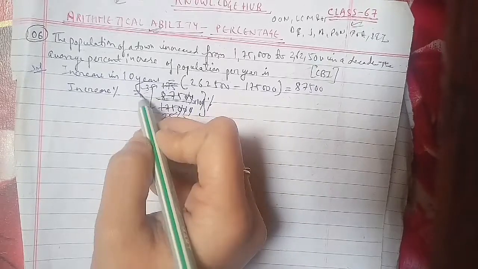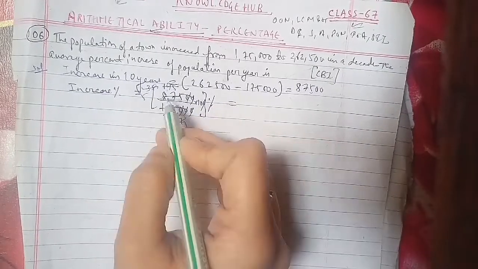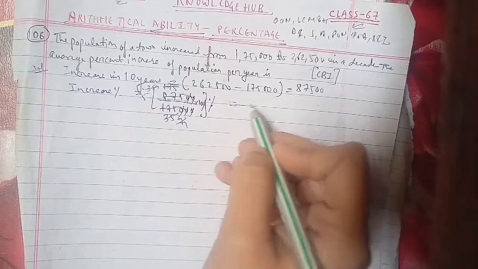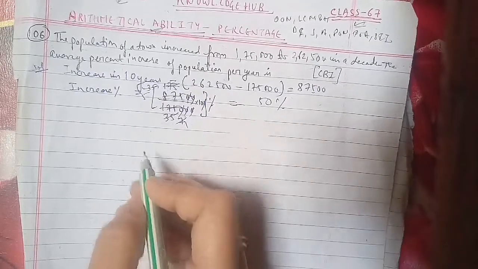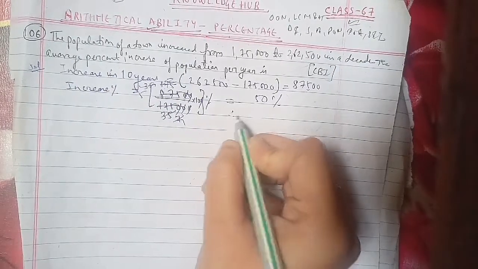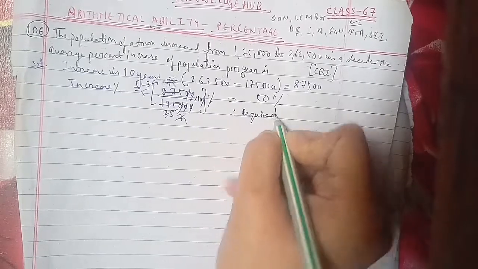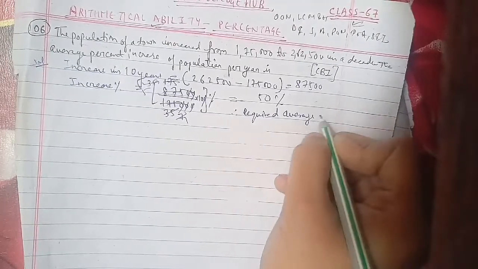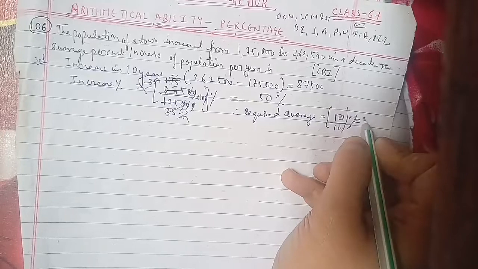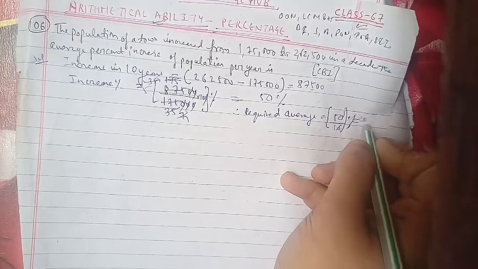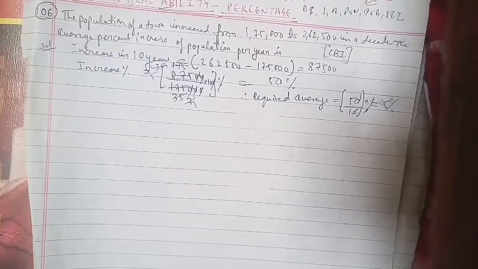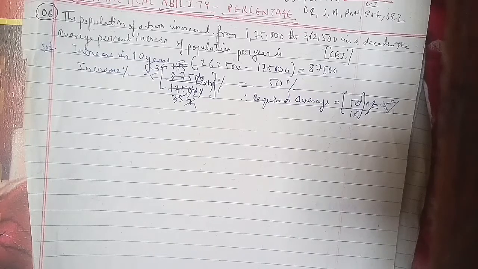7 7s are 7, 7 5s are 35. So we'll get the answer 5 here, and that 5 is multiplied by 10, so of course that is 50, 50%. So the required average equals 50 upon 10, which equals 5%. That will be the answer here. So we'll go ahead with the next question, which is an important one as well.